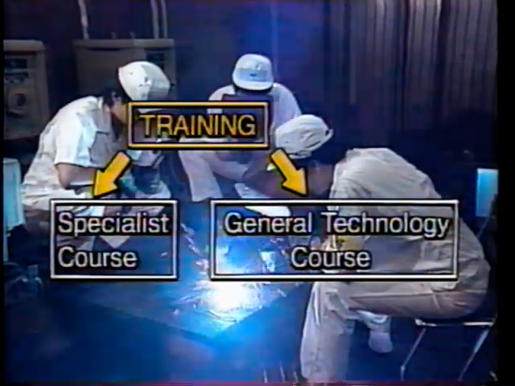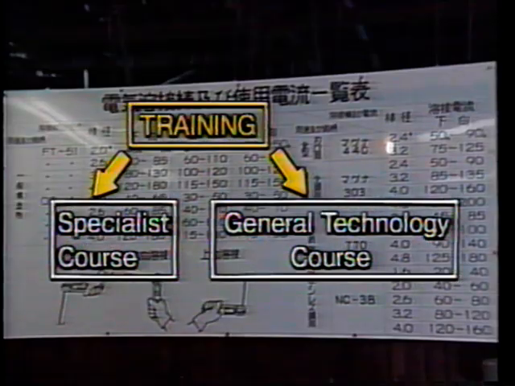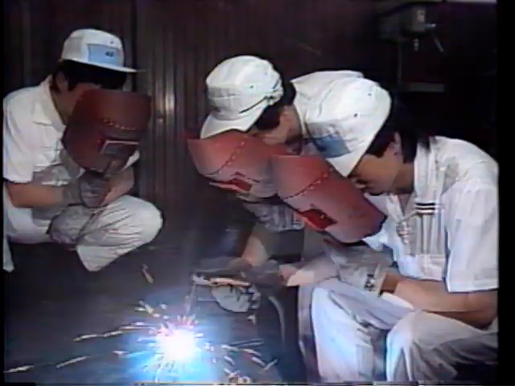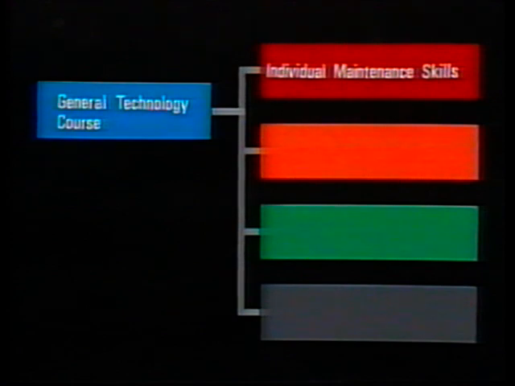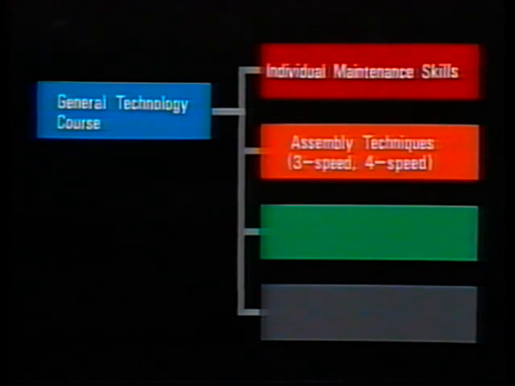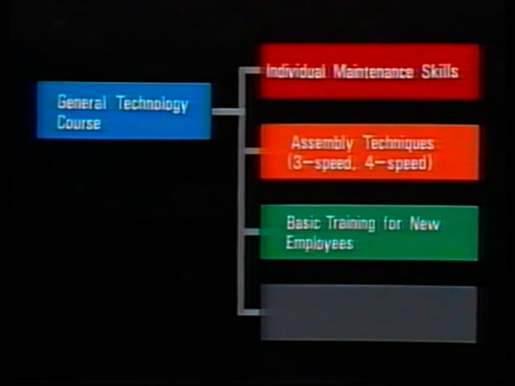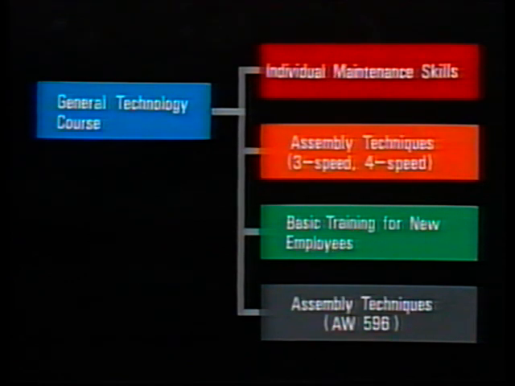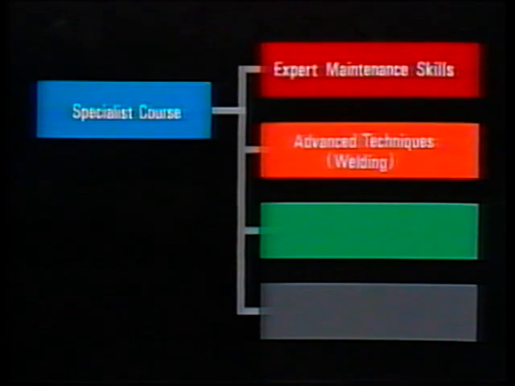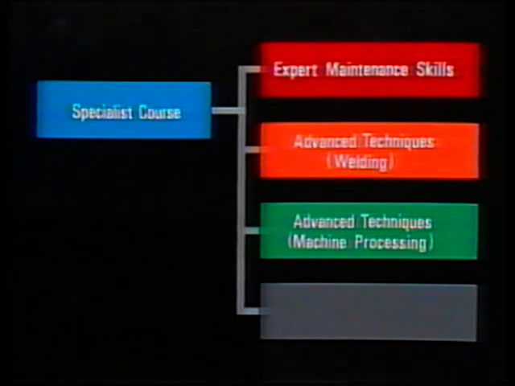The training scheme is divided into 2 main parts: specialist training and general principles of mechanics and engineering. The general technology course has 4 sections: individual maintenance skills, assembly techniques 3-speed and 4-speed, basic training for new employees, and assembly techniques AW596. The specialist course also has 4 sections: expert maintenance skills, advanced techniques for welding and machine processing, and TFMC transfer machines.